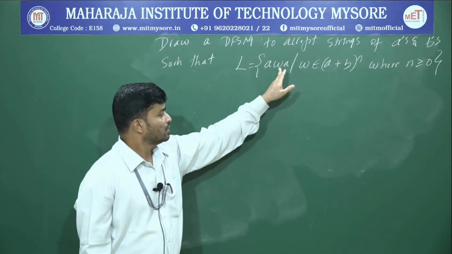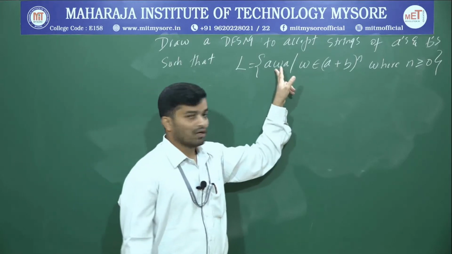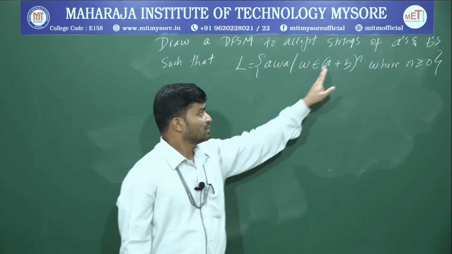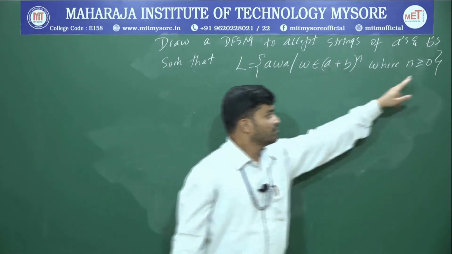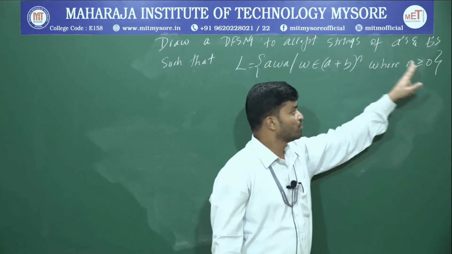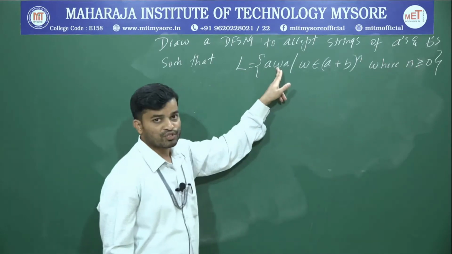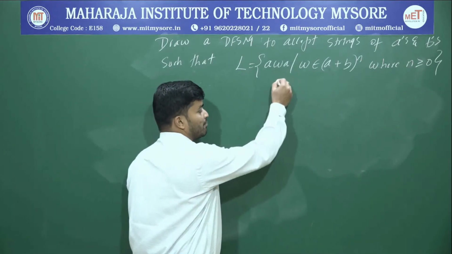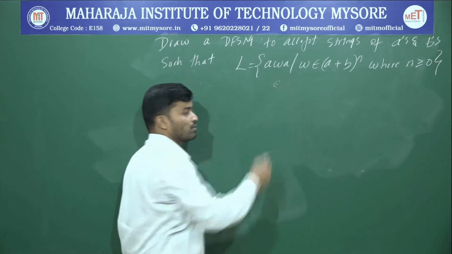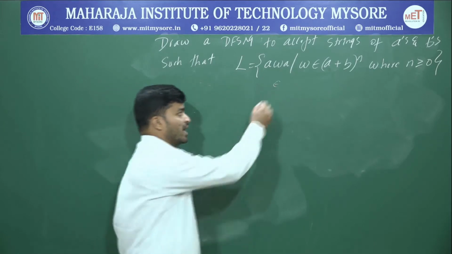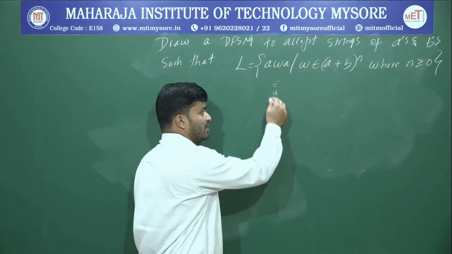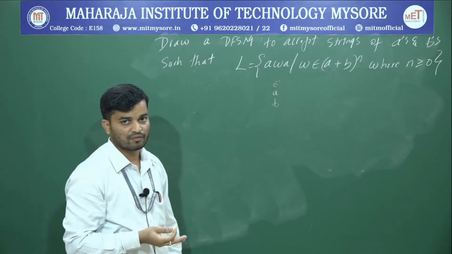At the middle position, there may be some substring that is formed with symbol A as well as B, and since n is starting from 0, at this position you can have anything that is made up of A's and B's, including epsilon. This W can be epsilon, or it can be A, or it can be B, or any combination of A's and B's.